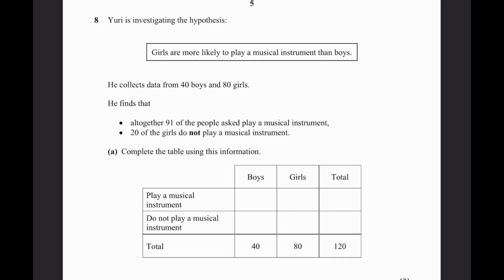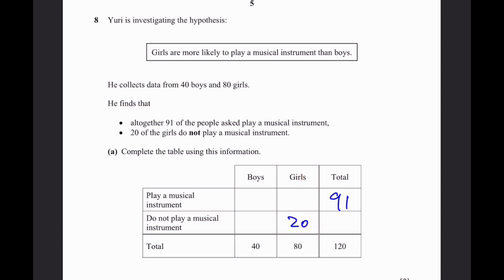Question 8. Yuri is investigating the hypothesis girls are more likely to play a musical instrument than boys. He collects data from 40 boys and 80 girls. He finds that altogether 91 of the people asked play a musical instrument, 20 of the girls do not play a musical instrument. Complete the table using this information. So 20 don't play, and 91 play in total. And by the way, this 20 is only for the girls.